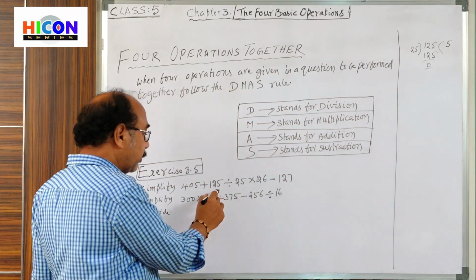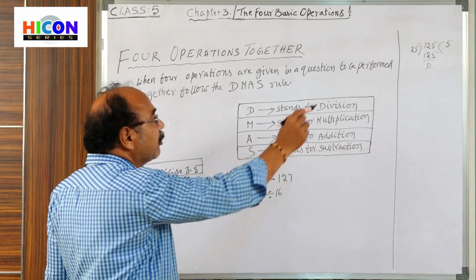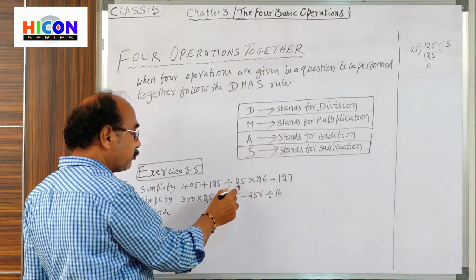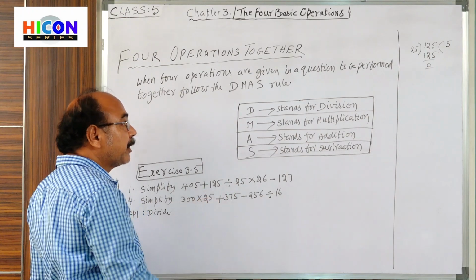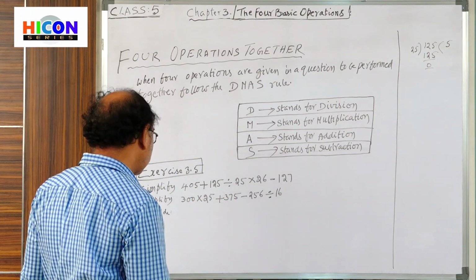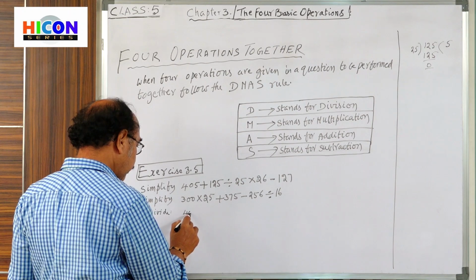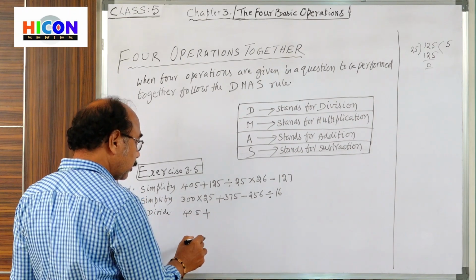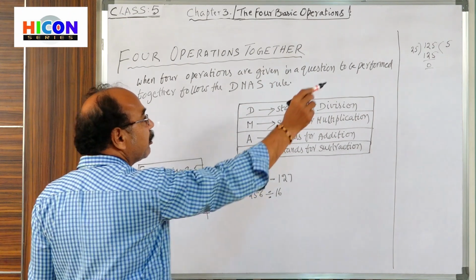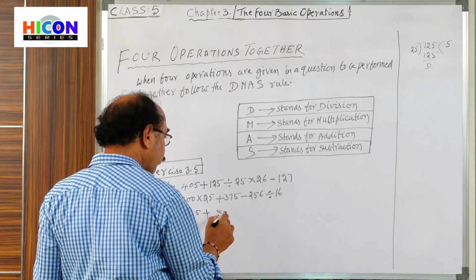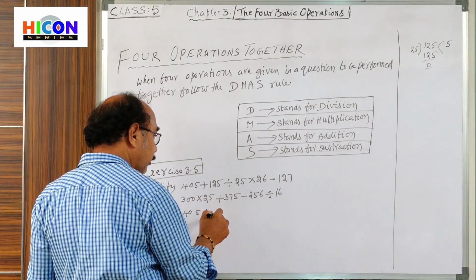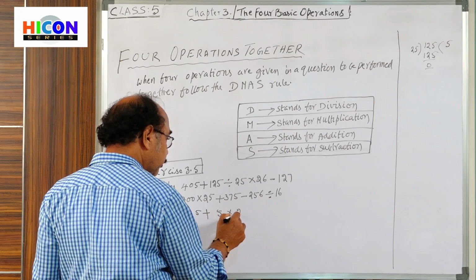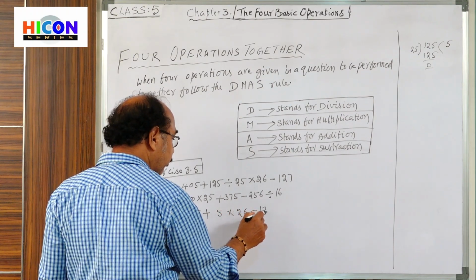So here we showed the division and we got 5. That's why in the division place we write 5. So 405 plus, in this division work we got 5, in this place we write 5. Next into 26 minus 127.